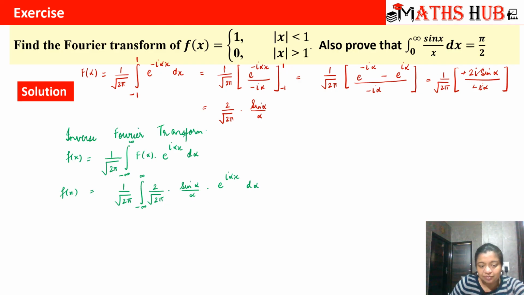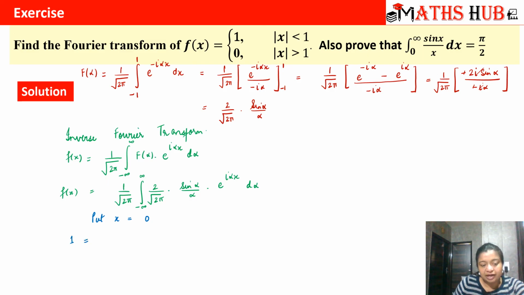Now you can see that you only need sine alpha by alpha in your integral and you don't need this exponential term. So what can you put x as? You can put x as 0. Now when you put x as 0, what will you get? You'll get f(0). f(0) means it will lie in the interval minus 1 to 1 and the function there is 1. So your left hand side will become 1.